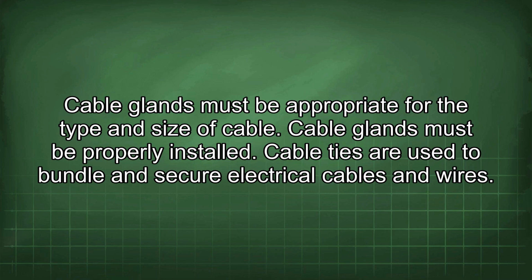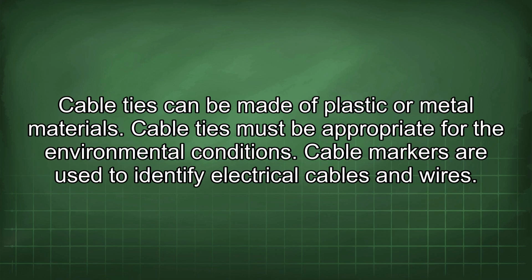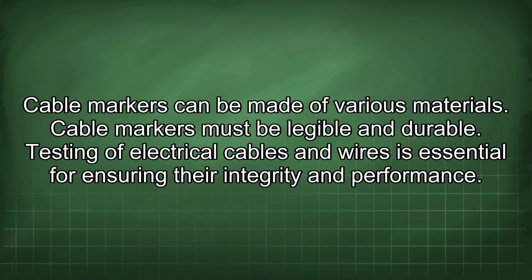Cable ties are used to bundle and secure electrical cables and wires. Cable ties can be made of plastic or metal materials. Cable ties must be appropriate for the environmental conditions. Cable markers are used to identify electrical cables and wires. Cable markers can be made of various materials. Cable markers must be legible and durable.